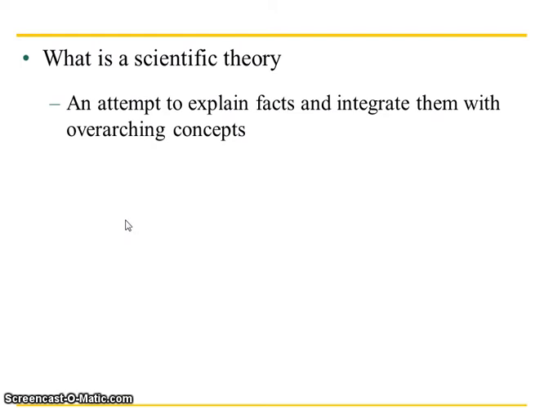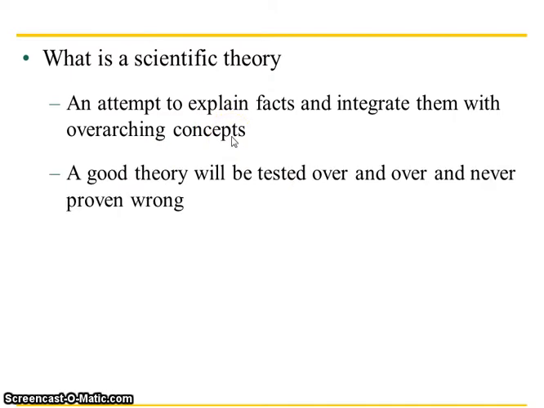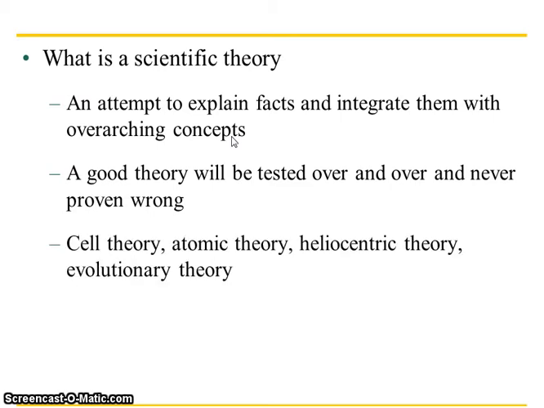Okay, and I talked a little bit about a scientific theory. Scientific theories are these overarching statements that explain the facts that we're finding. They've been tested over and over and never proven wrong. So for example, cell theory, that we all come from cells. Atomic theory, that there are small atoms with protons, electrons, and a nucleus. The heliocentric theory, that the Earth revolves around the sun. And the evolutionary theory, that living things evolve and come from common ancestry.